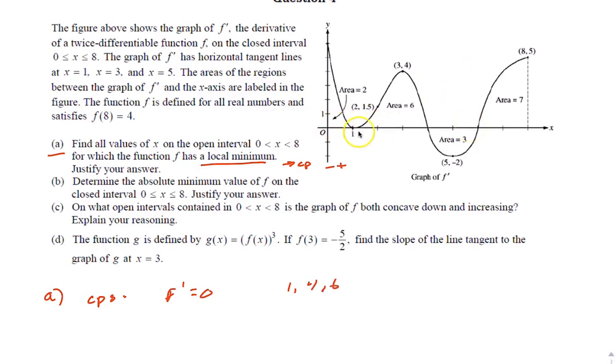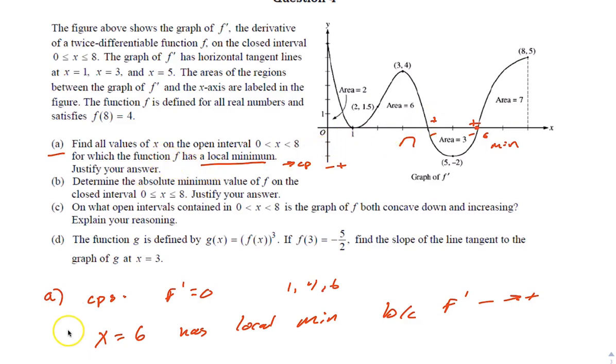At 1, we go from positive to positive, so that's a neither. At 4, we go from positive to negative. That's a max. And at 6, we go from negative to positive, so that's our min. They want the x value, so x equals 6 has a local min, or relative min, because f prime goes from negative to positive. And that's it. Done. Now let's look at B.